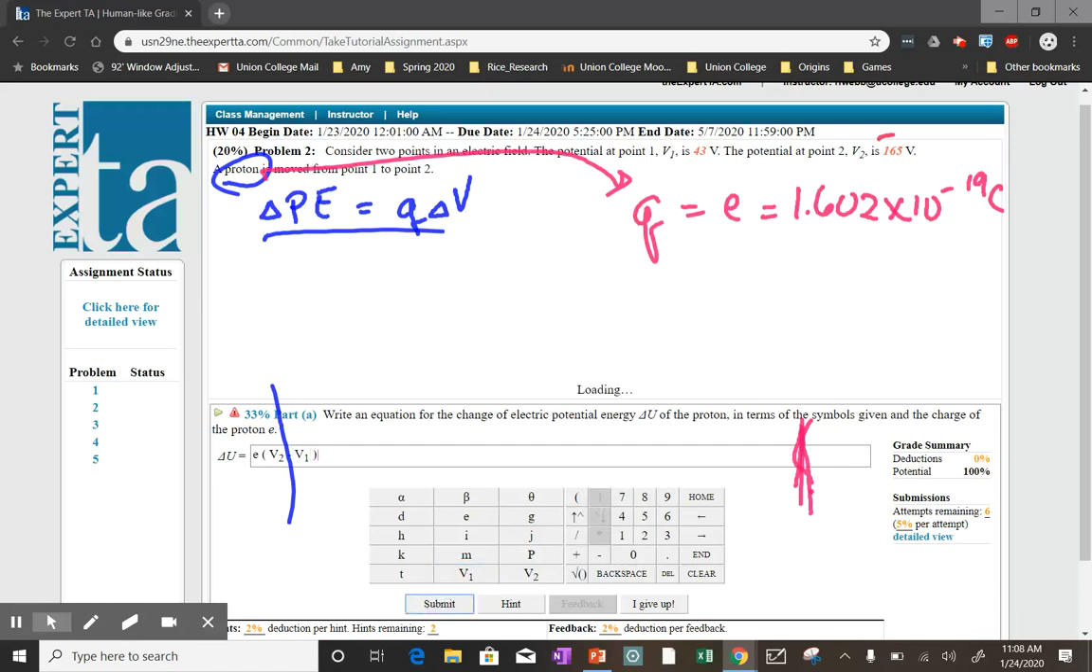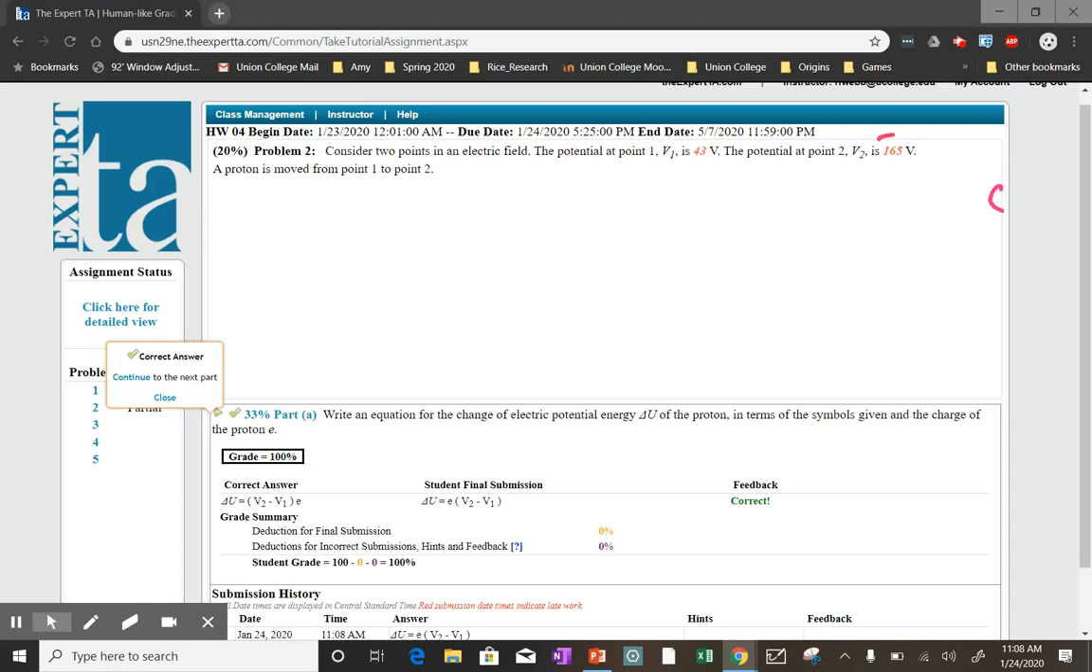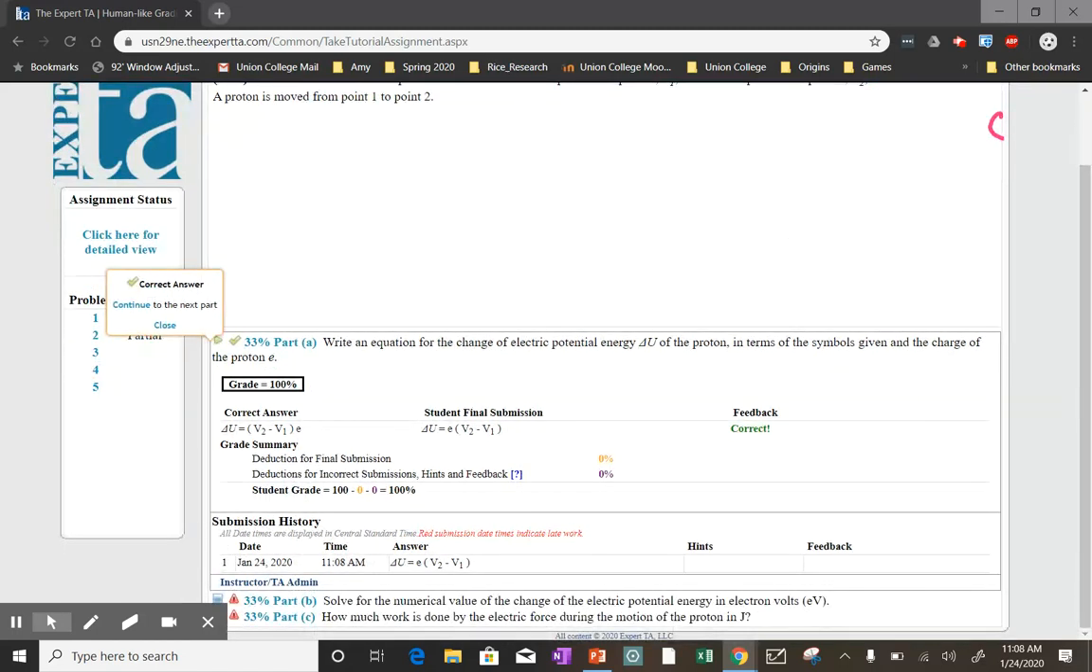And then if you go to part B, and then solve numerically, so you're just putting in the numbers. Okay, EV. Let me talk about EV later in the lecture. That's probably what you're getting confused about.